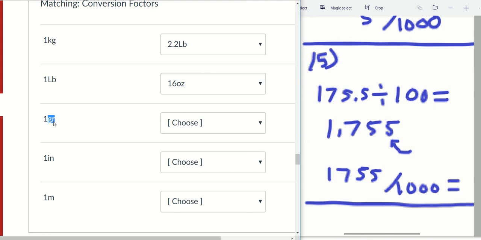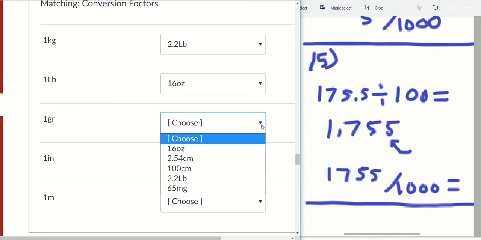A grain is how many? So this is not a gram. This is GR. GR stands for grain. So grain is how many milligrams? Hint, it's the only one with milligrams.